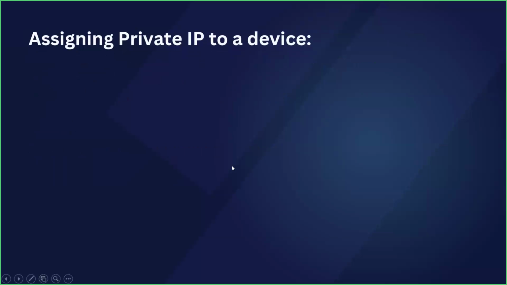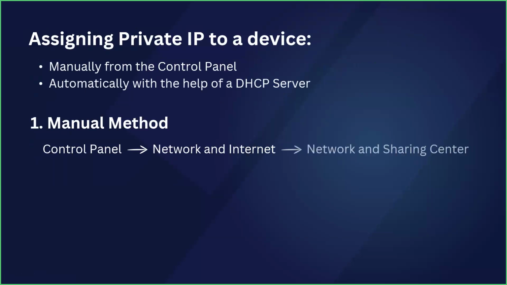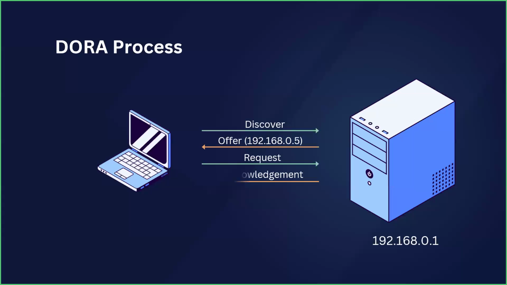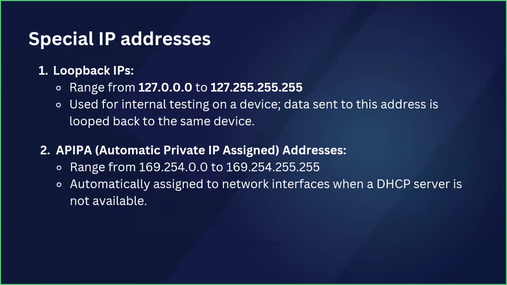So what is subnet mask? How do you assign a private IP? So how does your system get a private IP in the first place? How can you assign it yourself manually? Or how do you get it automatically from a DHCP server? And what is a DHCP server? How does it give you an IP automatically? What is a DNS server? What is the job of DNS protocol? And what are special IPs? So we talk about all these concepts in the class tomorrow.